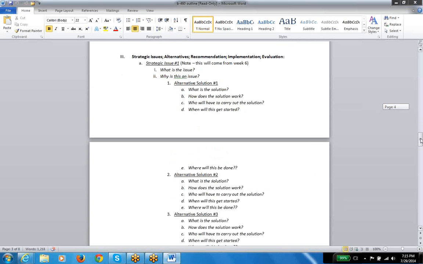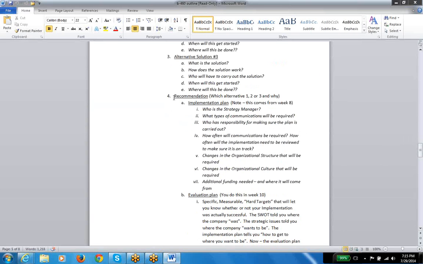Week 6 and 8 and 10 kind of all run together, so be careful. In week 6, you're going to do your issue. You're going to do your alternatives. And you're going to do a recommendation, but that's where you're going to stop. So week 6, you work through the recommendation. Week 8 is going to be a bunch of implementation plans. How are you going to actually do this? So if week 6 is where do I want to be? What are my problems? Where do I want to be? Week 8 is going to be the pragmatics. How do I actually fix those problems? What do I do to actually fix those problems?